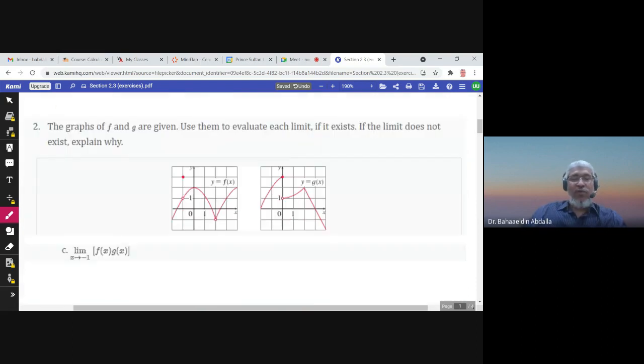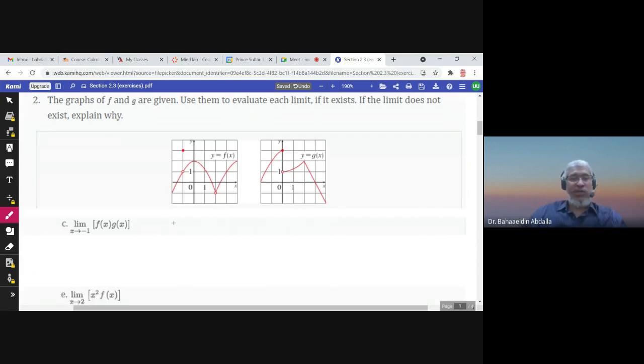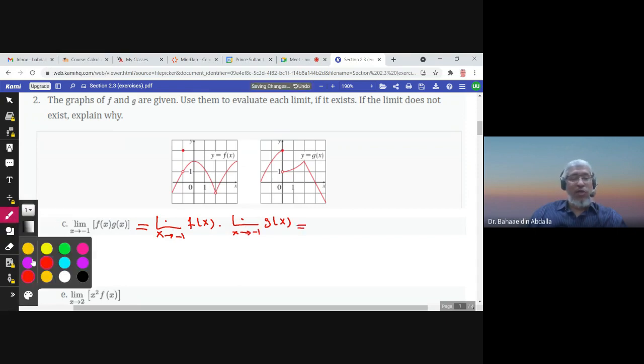Now the graphs of f and g are given. Use them to evaluate each limit if it exists. Again, we can use the limit properties to write this limit as limit of f of x times limit of g of x when x approaches -1. And now we look to the graph, x approaching -1. You go to -1. This is -1.